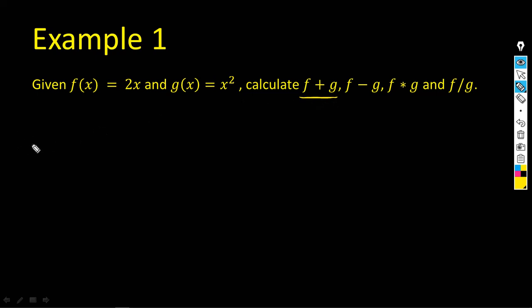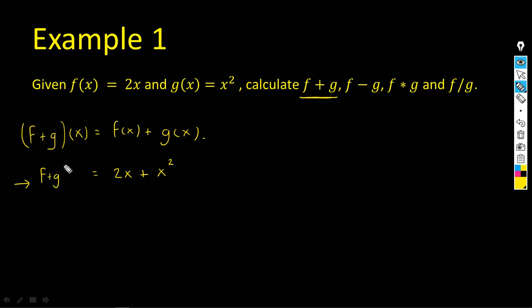So it goes like this. F plus g of x is nothing but f of x plus g of x. That is by definition. So we continue. This is equal to f of x plus g of x. But what is f of x? F of x is 2x. So I just put it in here. Plus g of x, which is x squared.